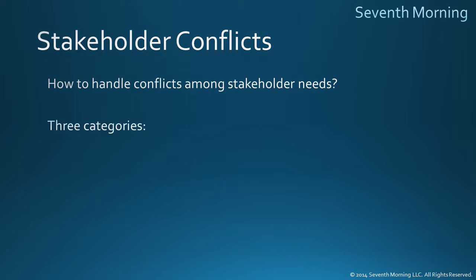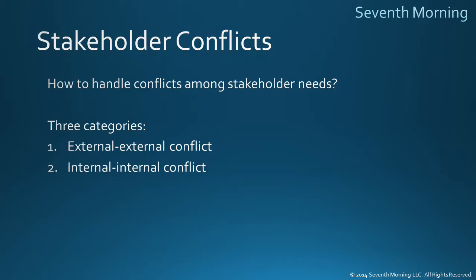Before we get into it, I'll divide the challenge into three different categories. First, where the conflict is between two or more stakeholders outside your organization. Second, where the conflict is between two or more stakeholders inside your organization. And third, where the conflict is between stakeholders inside and stakeholders outside your organization.